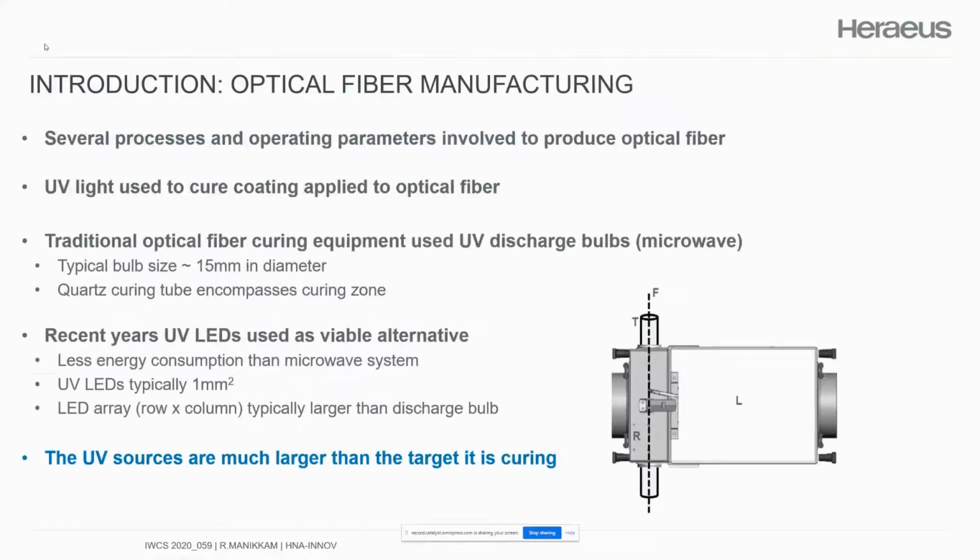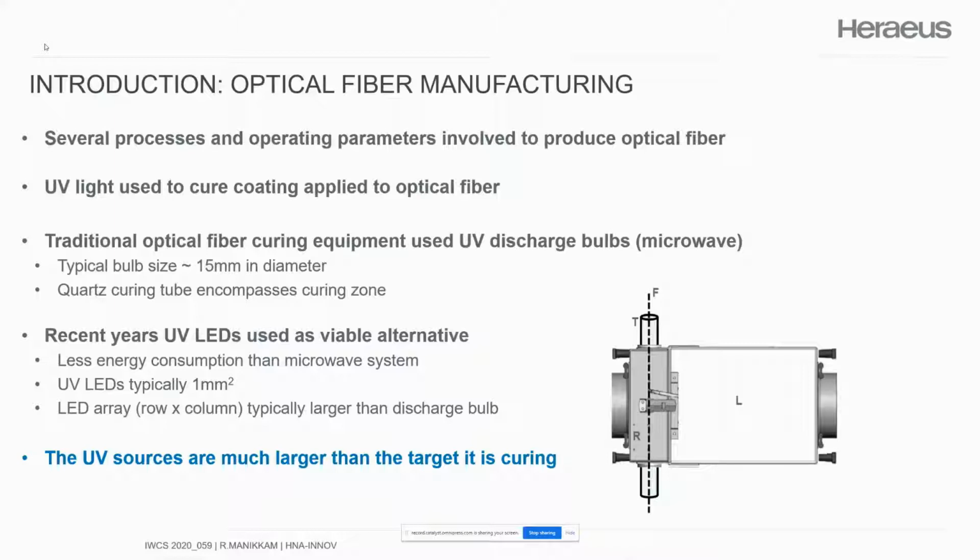Now, to produce optical fiber, there are several processes that are involved, and our focus here today is specifically on the UV equipment that is used in optical fiber to cure the coatings that are applied to the bare glass fiber to give it strength, rigidity, flexibility, that kind of thing.